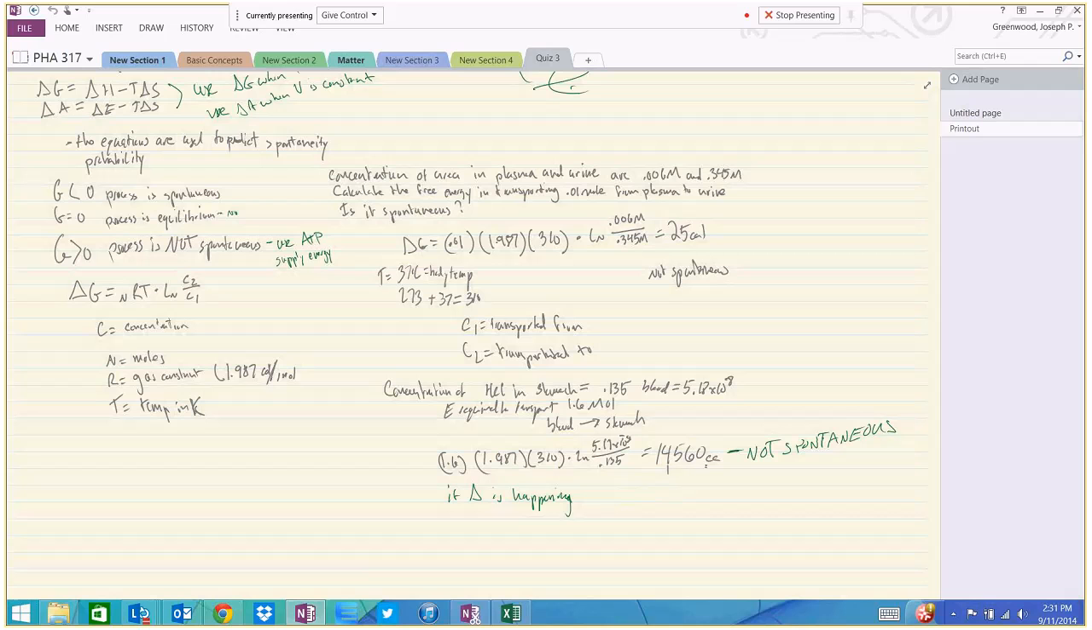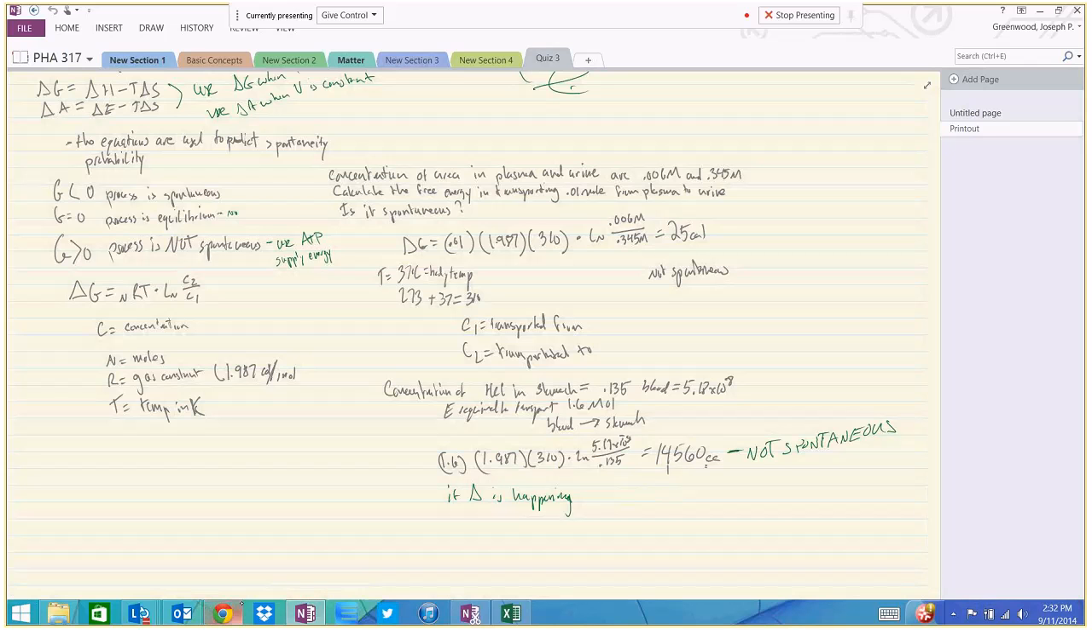Okay, and a question. I had just finished watching this lecture, so I'm a little confused. Are we ever actually going to use the simpler versions of the equations, like delta G equals delta H minus T delta S, or the other? I don't think so.